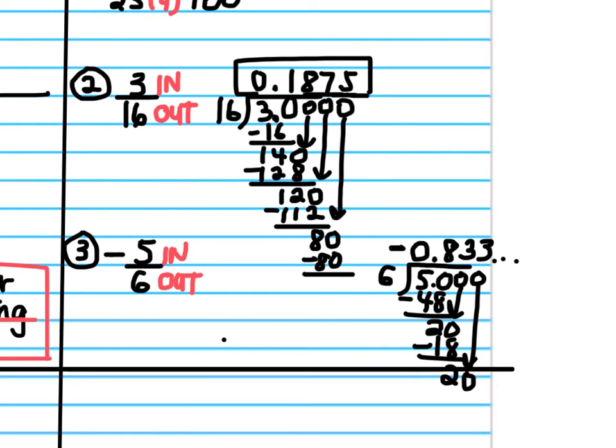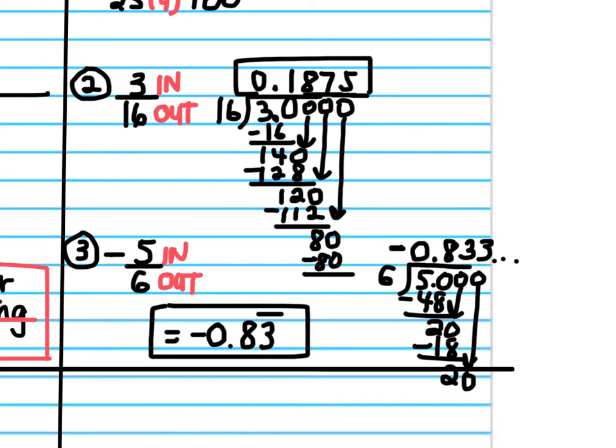When you write this as a repeating decimal, you're going to write -0.8, and you only write 1 3. You're not going to write 2 3s. And then you put the repeating bar over the 3. Okay, do not use 2 3s, just use 1 3 because that's the digit that's repeating.